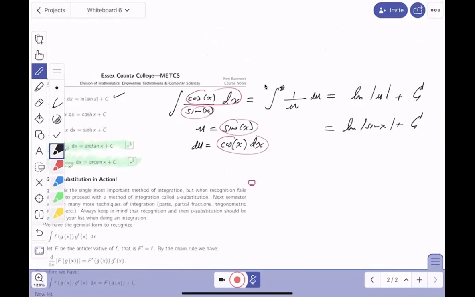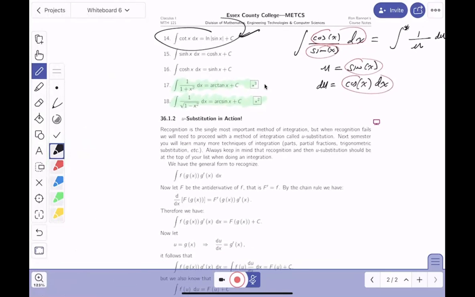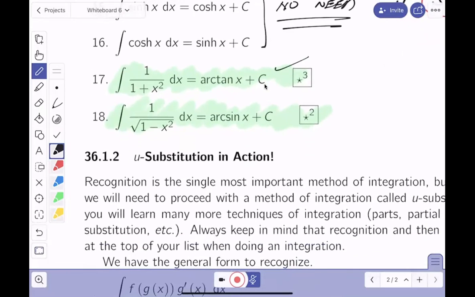Let's see if we got it right. Wow, we got it right over here. All right, now in Math 121, we no longer cover hyperbolic functions. So you don't need to know these. So no need, at least at ECC, no need, all right? These over here, I'm going to point out they should be recognized. For example, you should recognize that the derivative of arctangent is this, and you should recognize the derivative of this is this over here, all right?